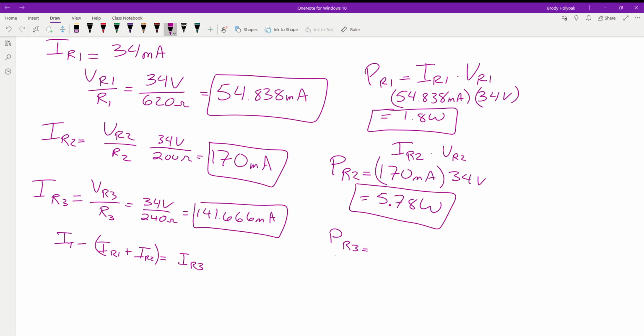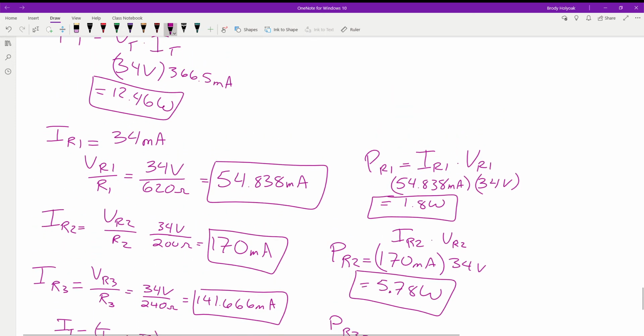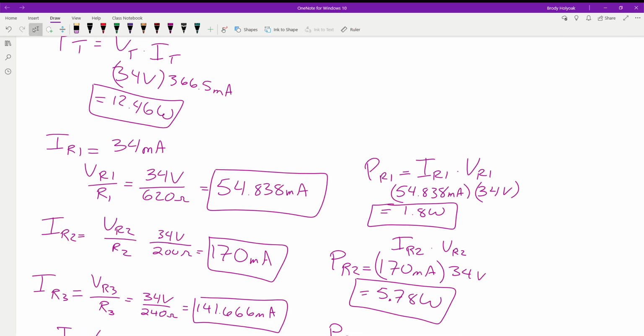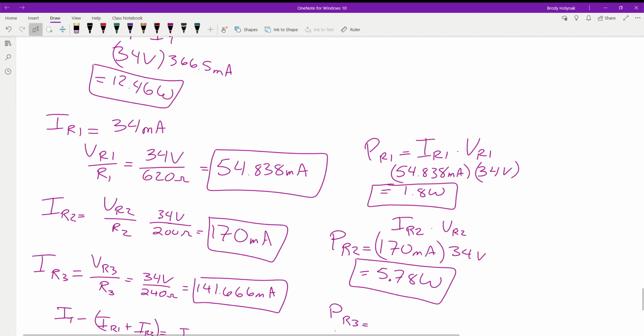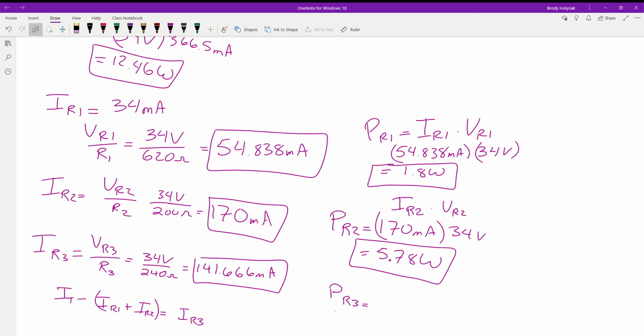So if we look at our totals, we have 12.46 watts. We've got essentially 2 there, and we've got 5.8 there. So 2 plus 5.8 is 6.8 or so, and we should see about 5.5 watts. Just a rough estimate for values.